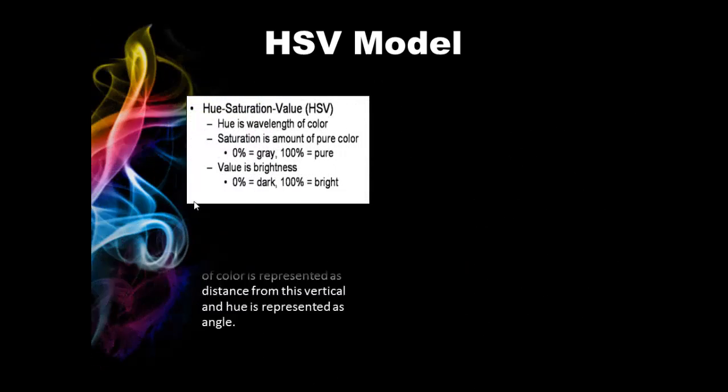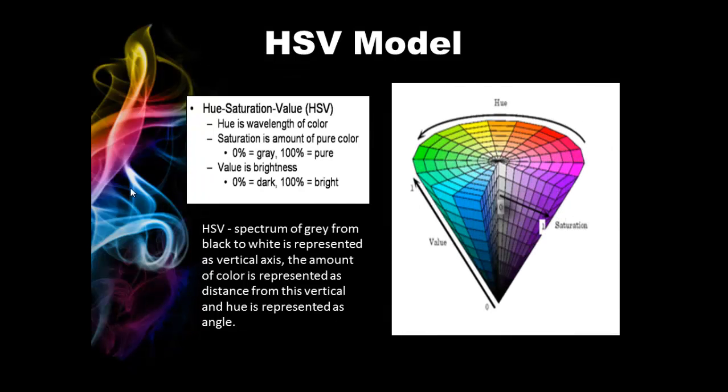HSV model. What is HSV? It stands for hue, saturation, value. Hue is the wavelength of color. Saturation is the amount of color. Value is brightness.